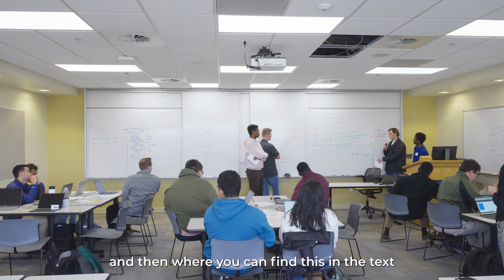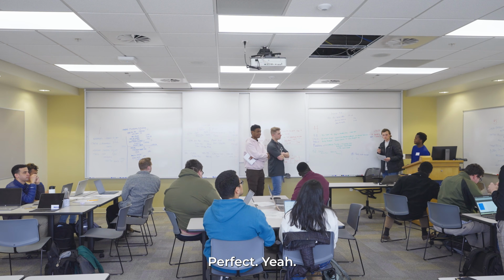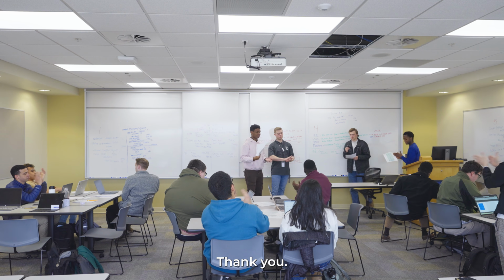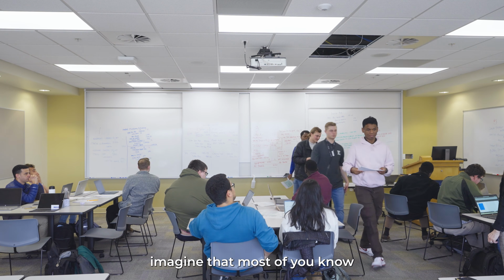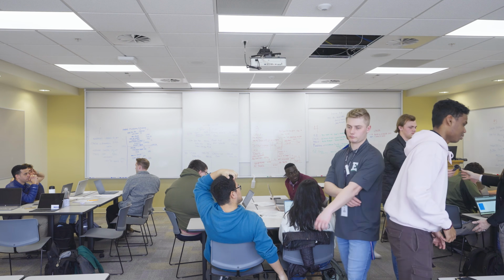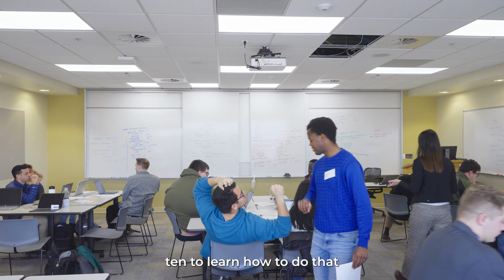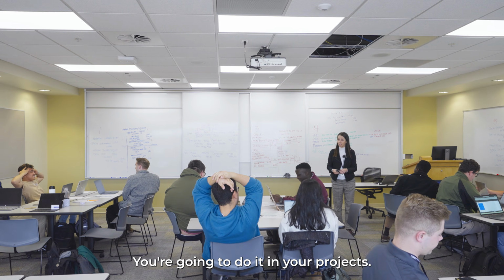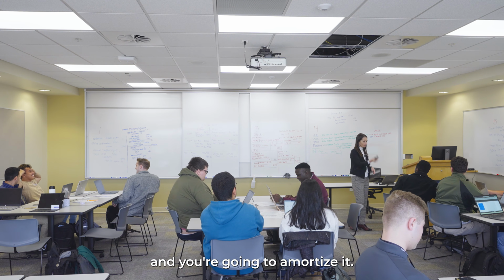And where you can find this in the text is in chapter 10. Perfect. Good job. Any questions for these guys? No? Okay, thank you. Chapter 10 is probably going to be important. I don't imagine that most of you know how to account for bonds yet, so you'll want to check out chapter 10. Because guess what? You're going to have a bond in your project, and you're going to amortize it.